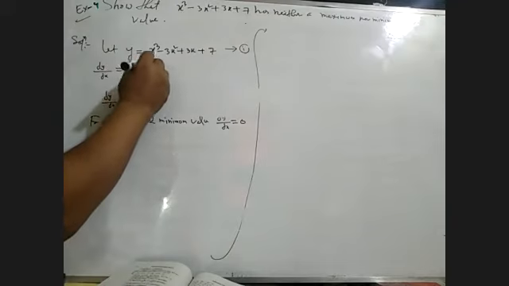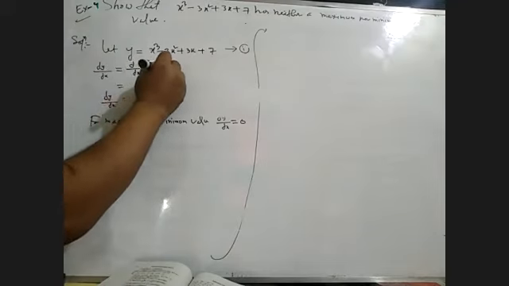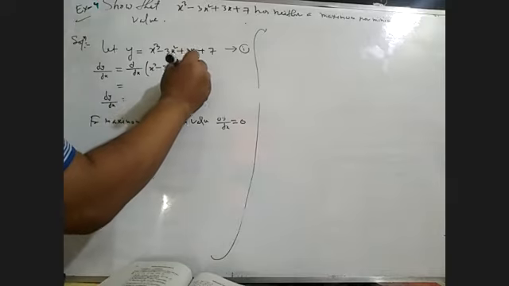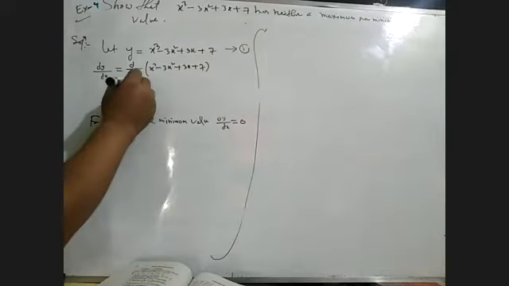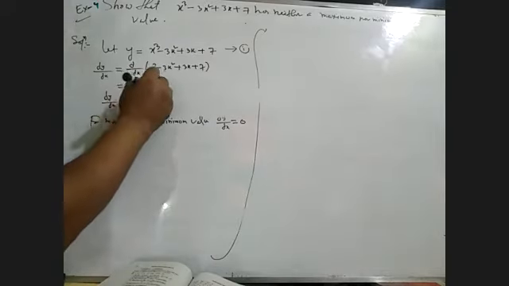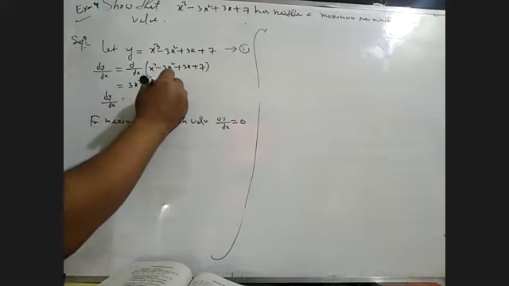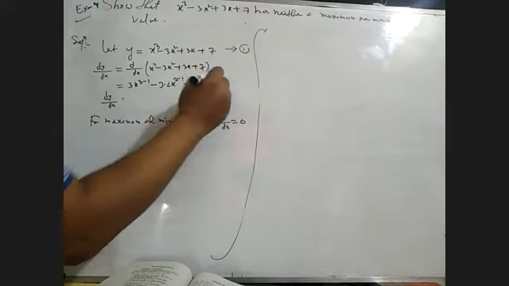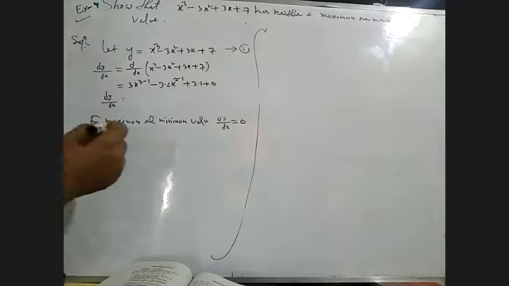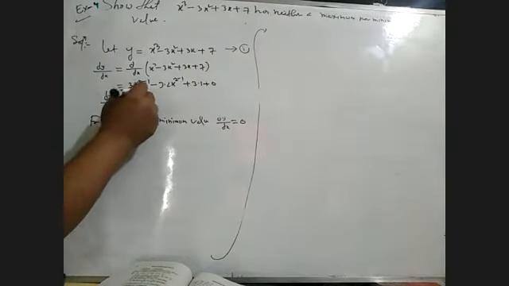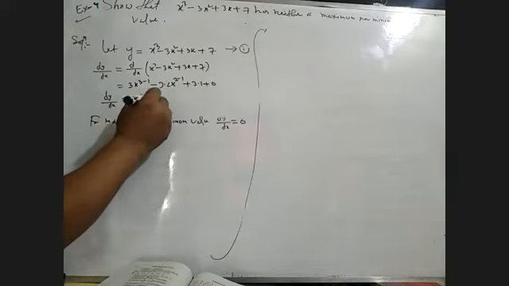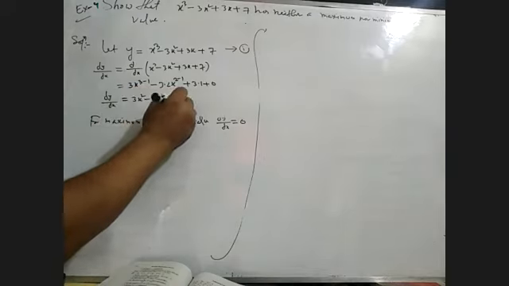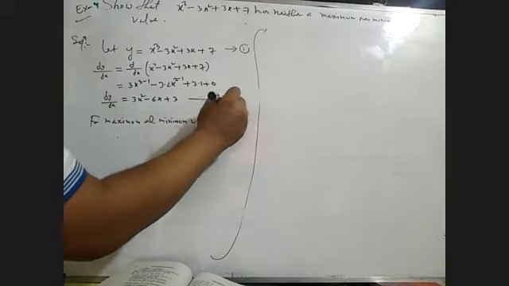Taking d/dx on both sides of x cube minus 3x square plus 3x plus 7, we get 3 into x to the power 3 minus 1 using the power rule, minus 3 into x to the power 2 minus 1, plus 3 into 1, plus 0. Differentiation of any constant will be 0. So this equals 3x square minus 6x plus 3. This is equation number 2.